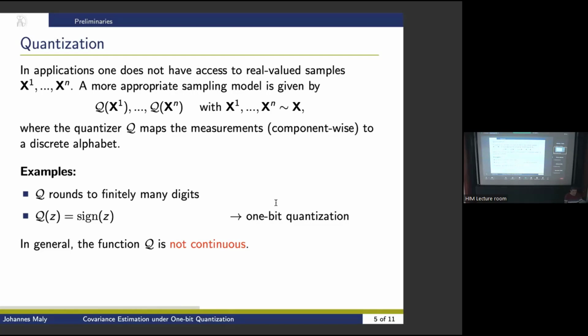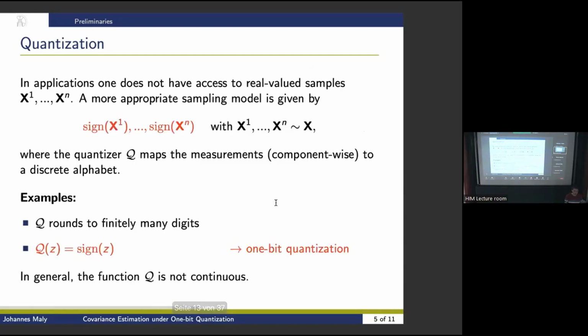This is in fact what we want to do in this talk. We want to look at this very coarse quantization. We lose a lot of information, but we wonder how much we can still reconstruct from that. It's commonly known under the name 1-bit quantization. And you see that Q is not even a continuous function, so it is rather a nasty object.